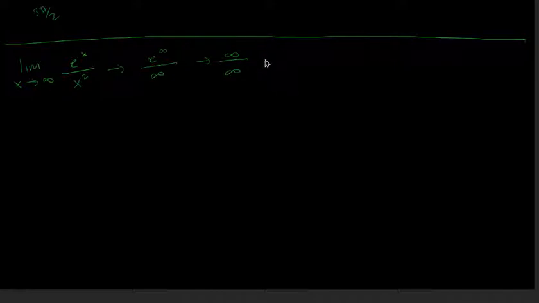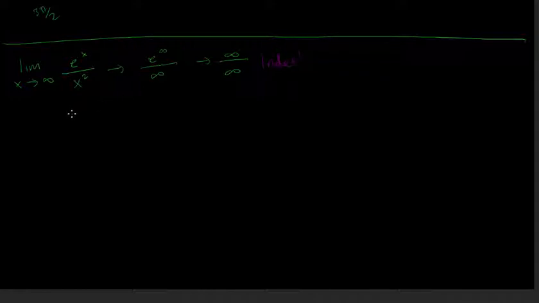Cool. All right, let's say we have the limit as x approaches infinity this time of e to the x over x squared. Now again, if we actually plug that in, we're going to get e to the infinity over infinity, which is infinity over infinity. And that is, whoops, indeterminate.